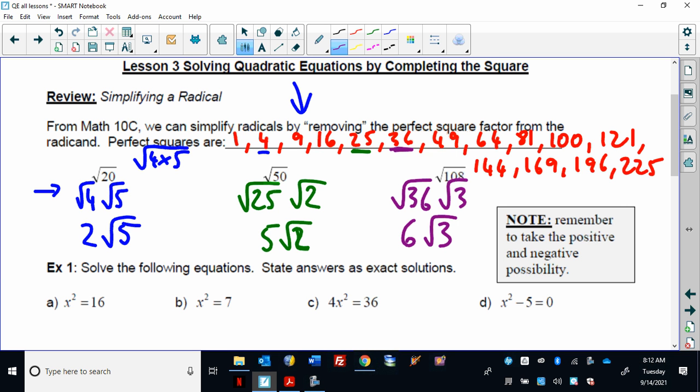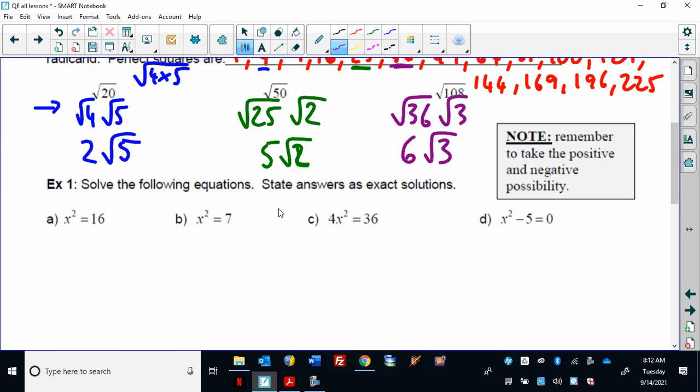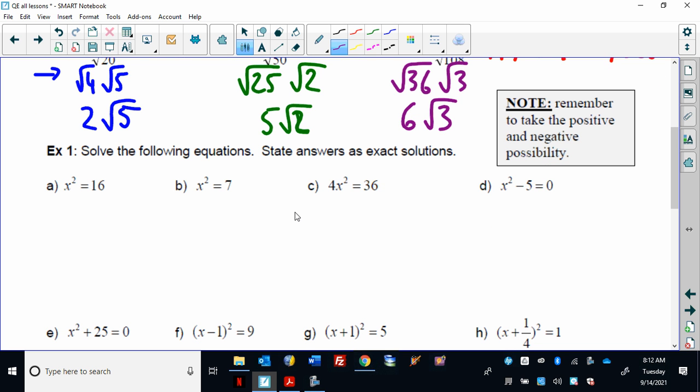And now we're going to start with not completing the square, with some other principles of square roots. In this first example, it says solve the following equations, state the answer as exact solutions, which means no decimals. You leave things in root form. The first one is x squared equals 16. So we don't need to complete the square for this necessarily. We could if we wanted. It would just be overkill.